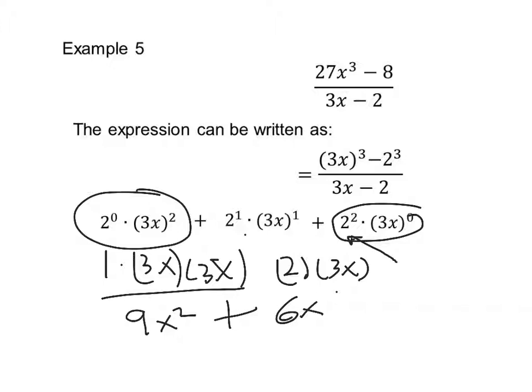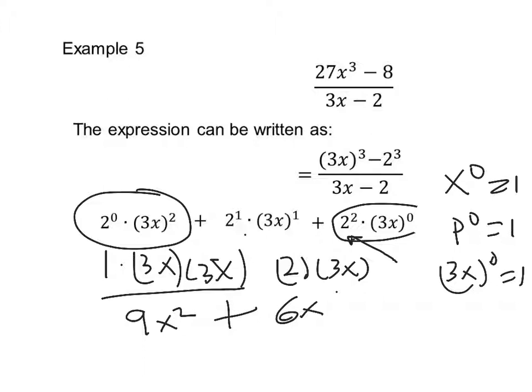This one is 4, times, now anything to the power of 0 is actually 1, so be careful about that. Anything to the power of 0 is 1. If I do x to the power of 0, I get 1. If I do p to the power of 0, I get 1. If I do 3x to the power of 0, I get 1. So 1 times 4 will be 4, and that will be the last term.